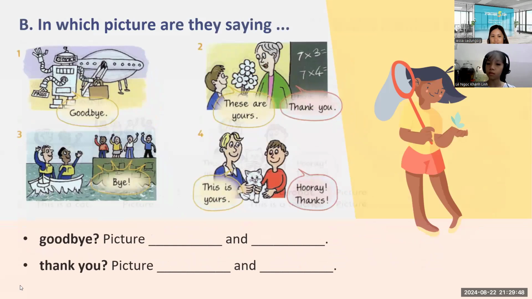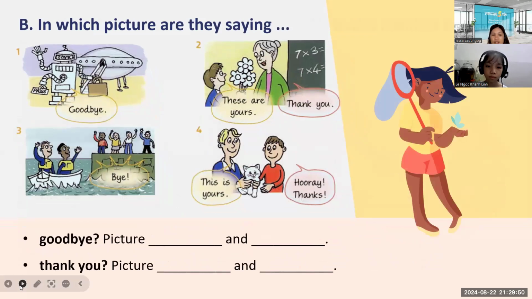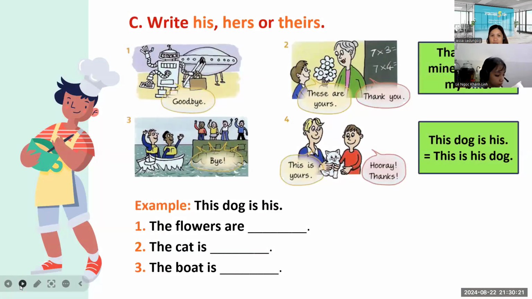Okay, so here, Lynn, look at here. Which one here says goodbye? What picture, Lynn, says goodbye? Picture number 1 and 3. Okay, 1 and 3. How about the picture that shows thank you? Picture number 2 and 4. All right, 2 and 4 are correct.